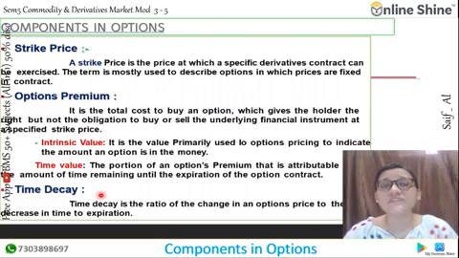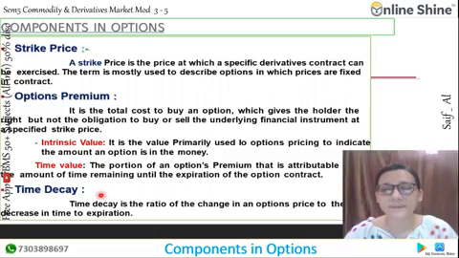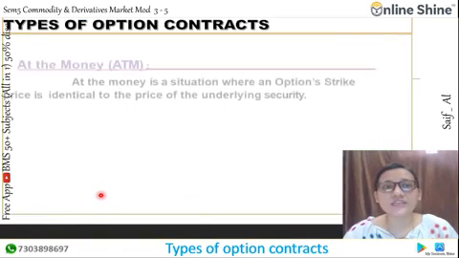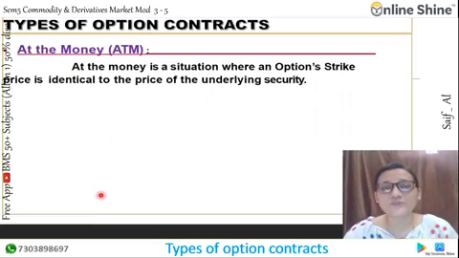So the very important components are the strike price, option premium, and time premium. Now let's talk about the types of option contracts. There are three types of option contracts. The first one is at the money. So what is at the money?